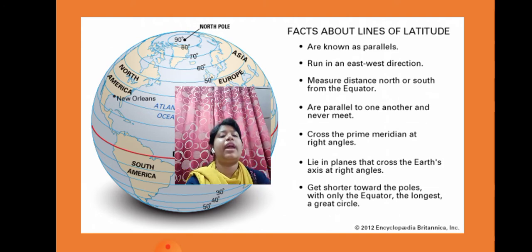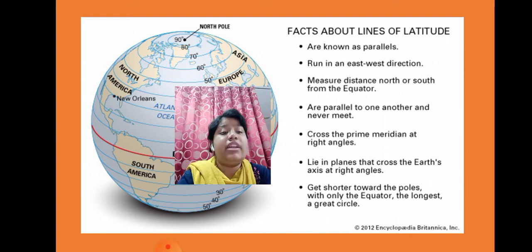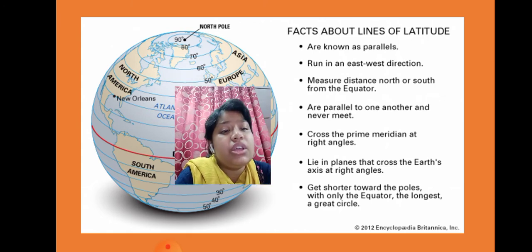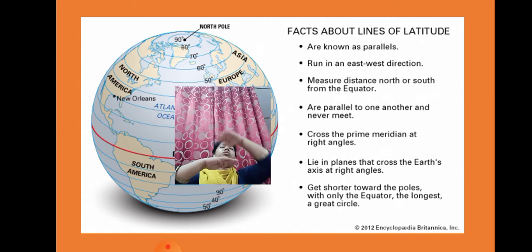Facts about lines of latitude. These are known as parallels. They run in an east-west direction, as our Earth rotates in the east-west direction, so they run the same way. They measure distance north or south from the equator: how much the distance is from the equator to the north, and from the equator towards the south.